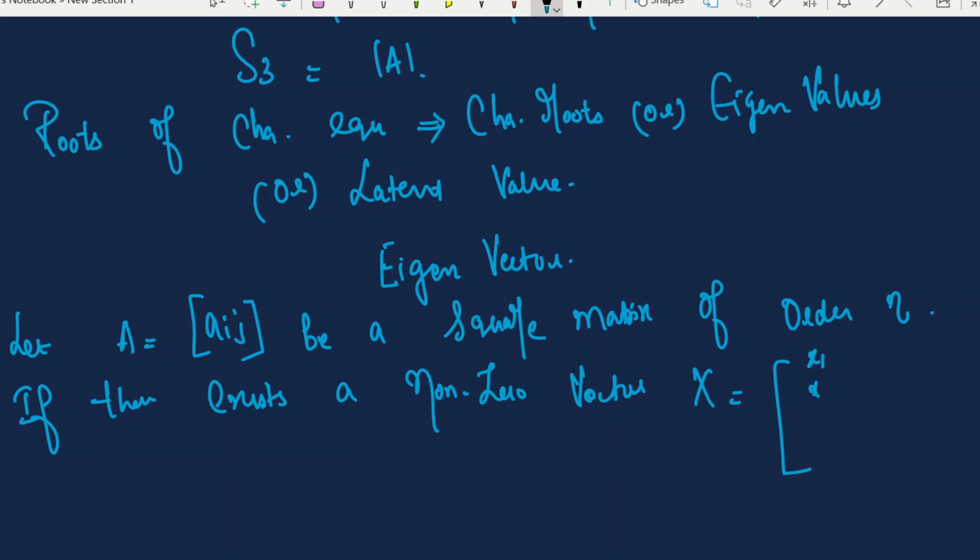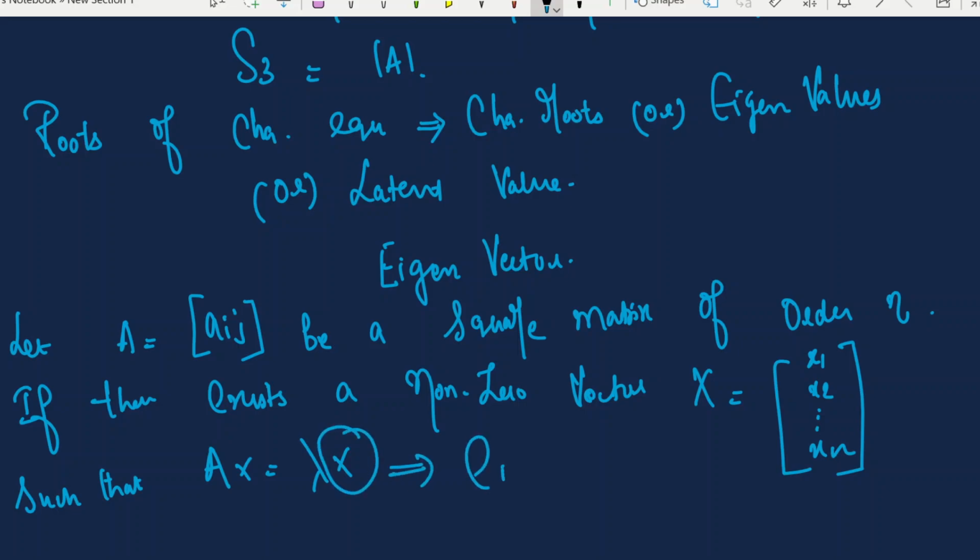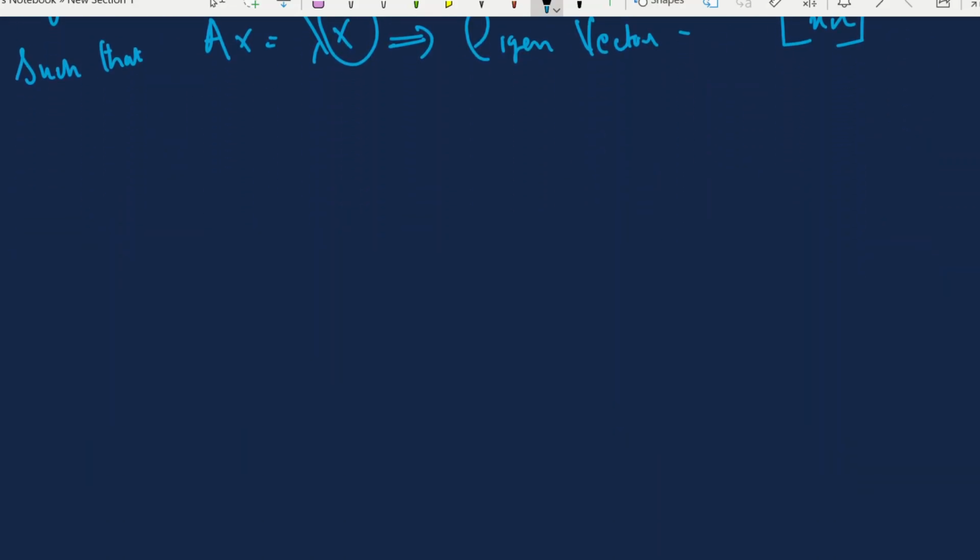x1, x2 up to xn, such that it satisfies the condition Ax equals lambda times x, then this x is known as an eigenvector. This is the mathematical representation or definition of an eigenvector. So how can we calculate the eigenvector? Working rule for finding the eigenvector.